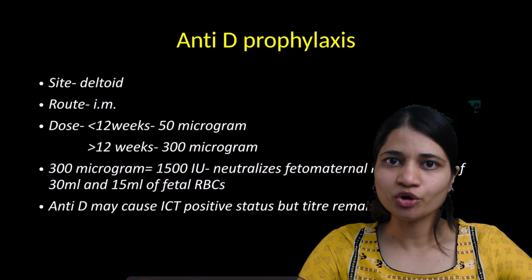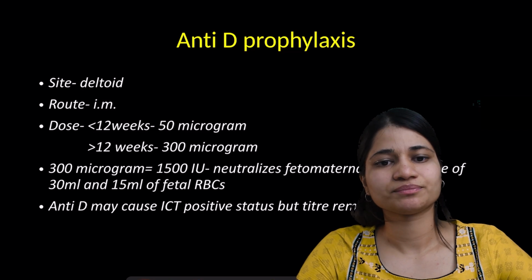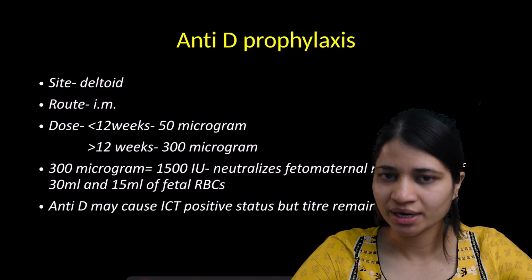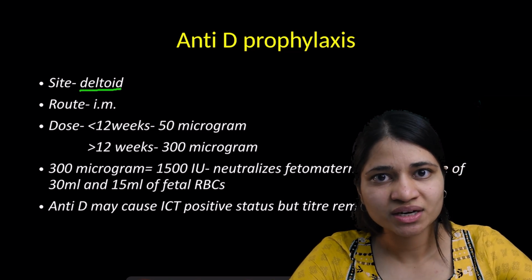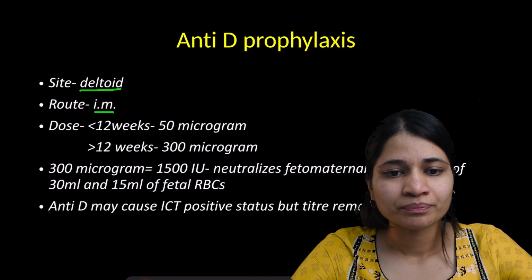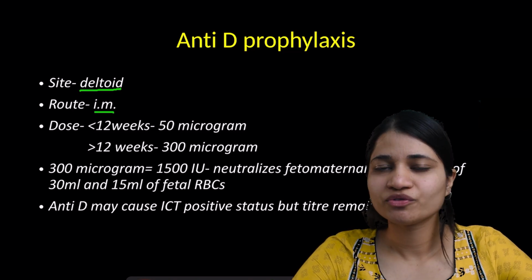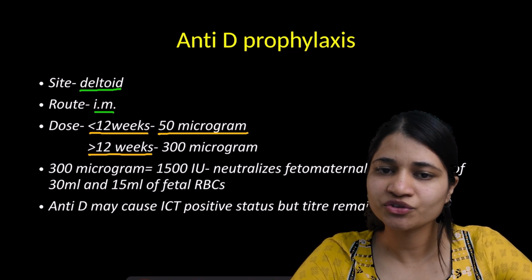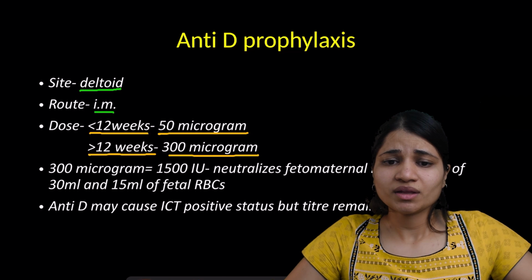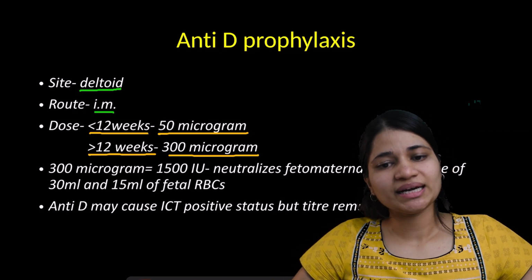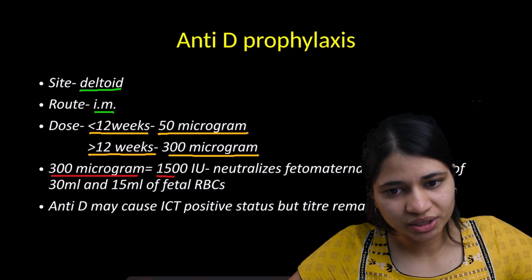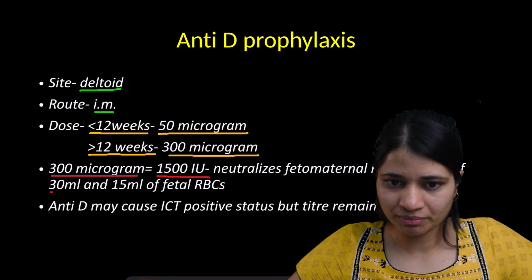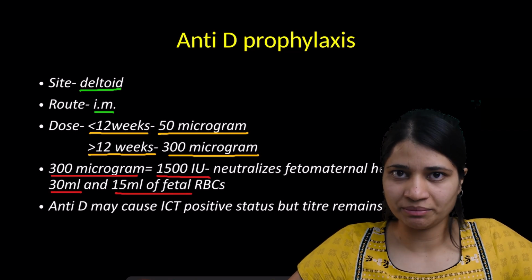Now let's talk about how we give the anti-D prophylaxis. What is the site at which we give this injection? It is the deltoid. And what is the route by which we give? It is the intramuscular route. What is the dosage? Before 12 weeks, we typically give 50 micrograms, and after 12 weeks, we give 300 micrograms. So 300 micrograms contains 1500 international units. This neutralizes feto-maternal hemorrhage of 30 ml and RBCs of 15 ml.